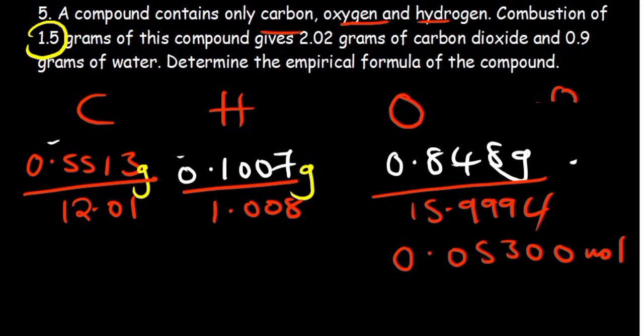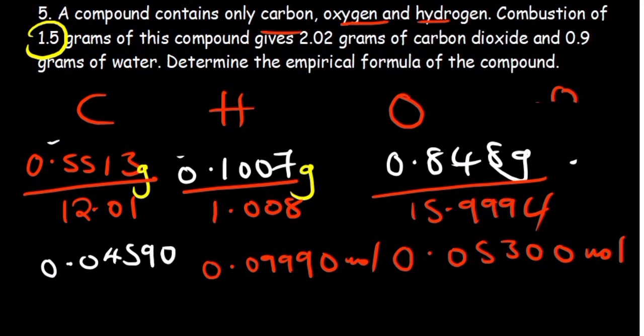For my hydrogen, 0.1007 divided by 1.008, I have 0.09990 moles. Then finally for the carbon, 0.5513 divided by 12.01, I have 0.0459. So we have our number of moles for carbon, hydrogen, and oxygen. At this stage we can divide by the least number of moles, which is 0.0459.